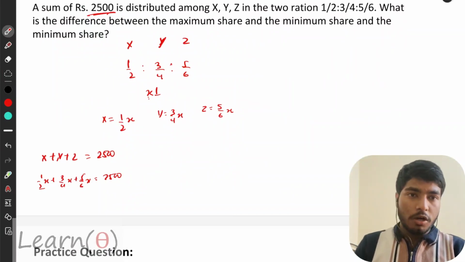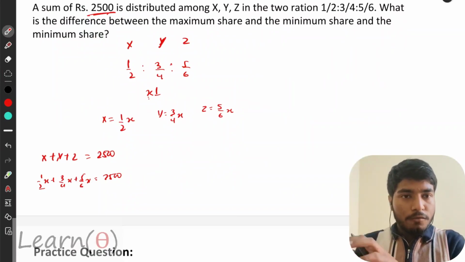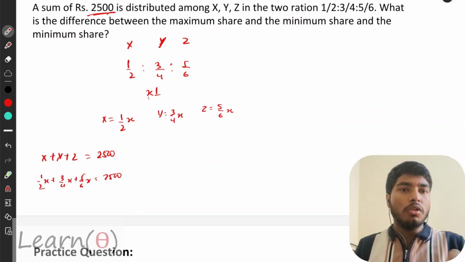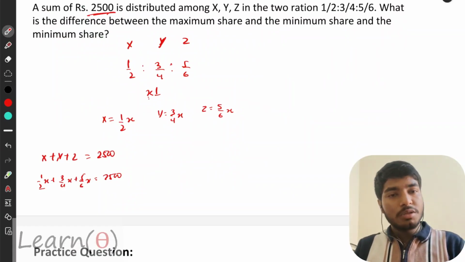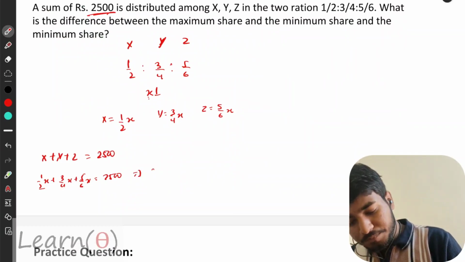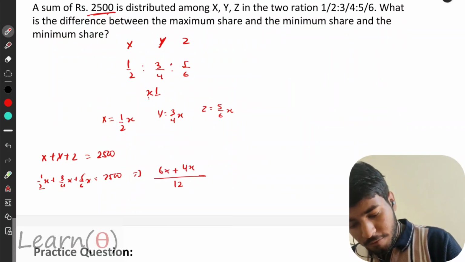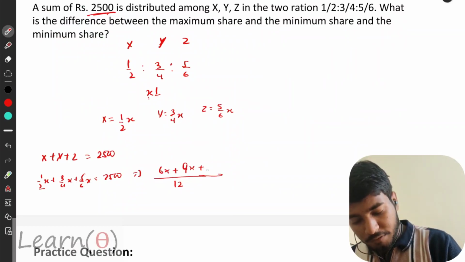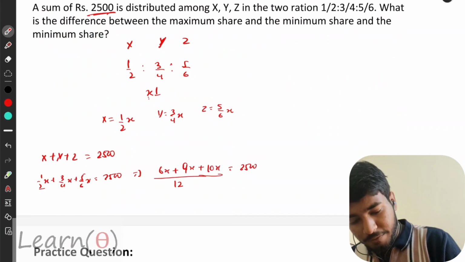Once I got the fractions, the sum of the money of all three is equal to 2500, because the money is distributed among them. Therefore, if I take the common denominator as 12, it will be 6x plus 4 into 3, that is 9x, plus 5 into 2, that is 10x, is equal to 2500.